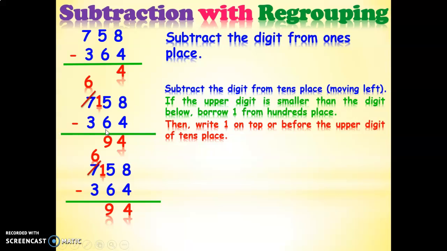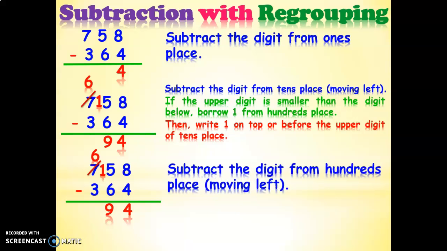Now for our last step, we have to subtract the digit from hundreds place, moving left. Again, from ones place, we did 8 minus 4, giving us 4. For tens place, we have 5 minus 6. But 5 is not enough to take away 6, so we will borrow from 7. 7 minus 1 is 6, and we will write 1 before number 5. 15 minus 6 is 9. Now for hundreds place, we have 6 minus 3. The answer is 3.